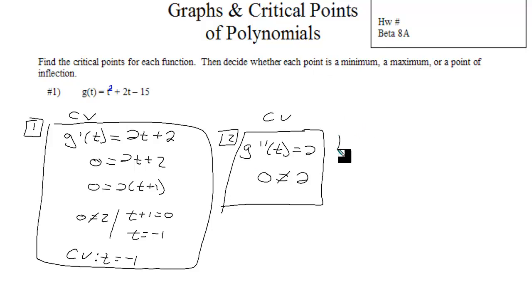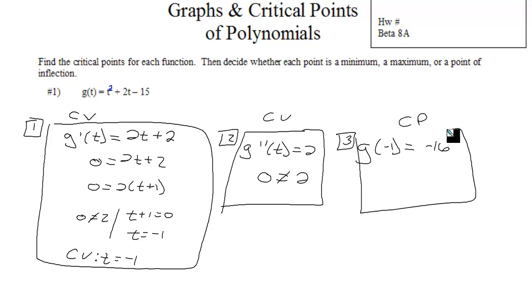Step 3 is to figure out what the critical points are. To do so, take the critical value and plug it into the original function. If you plug a negative 1 into the original function, you get a negative 16. So from this, we have one critical point. It's negative 1, negative 16.